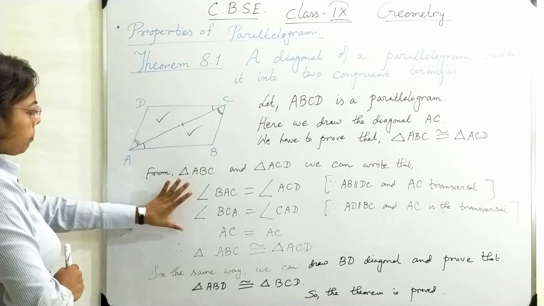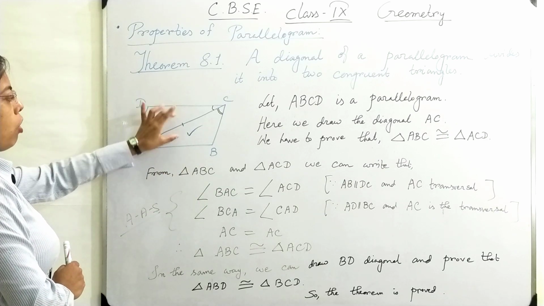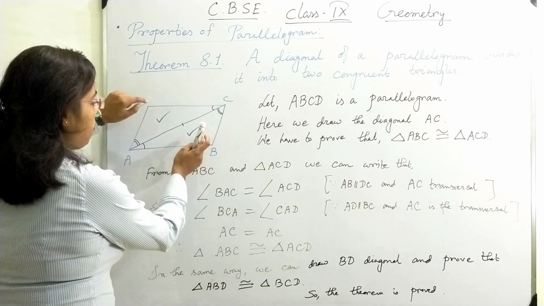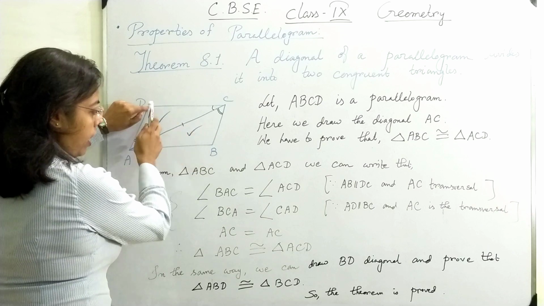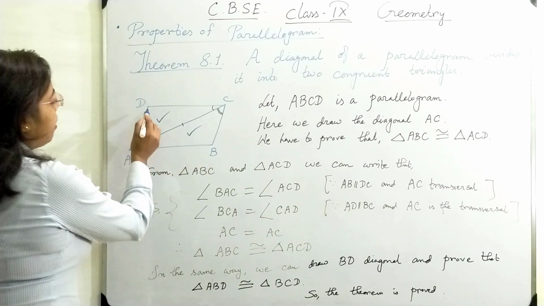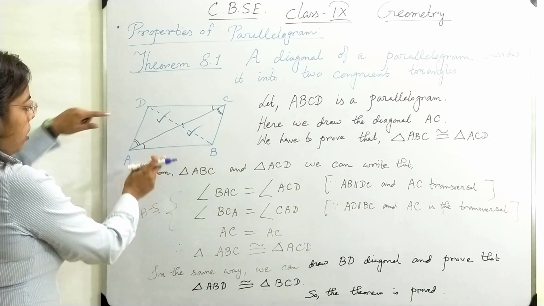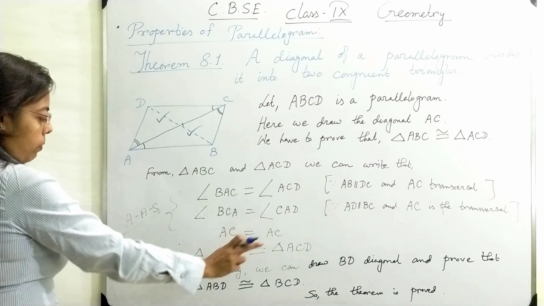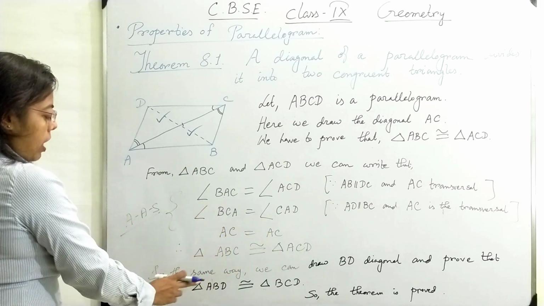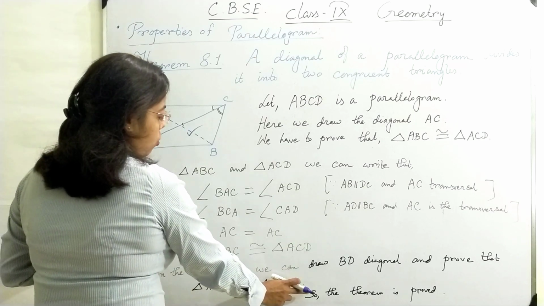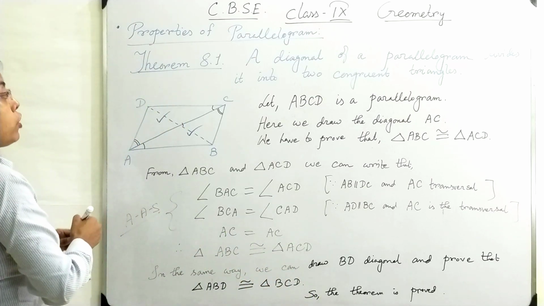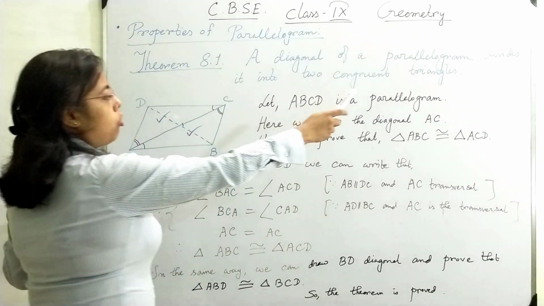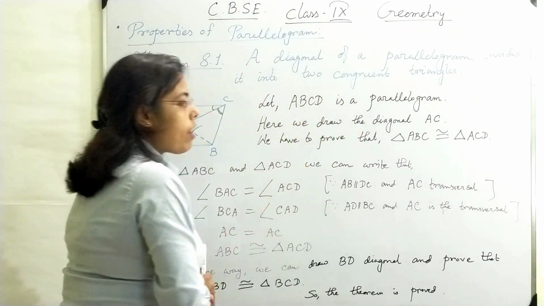Now see, this is one part. When we draw only one diagonal, we get this. In the same way, we can draw diagonal BD and prove that you will get these two triangles, ABD and BCD. With the help of the same logic, we can prove that triangle ABD is congruent to triangle BCD. So the theorem is proved. What is our first theorem about parallelogram? A diagonal of a parallelogram divides it into two congruent triangles.